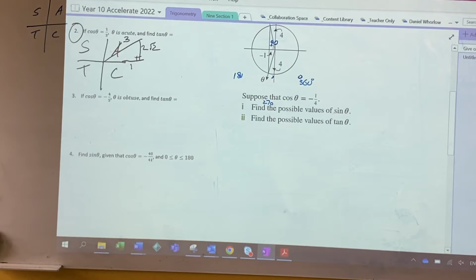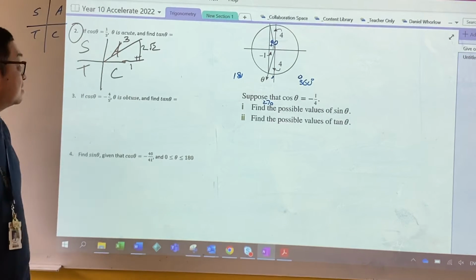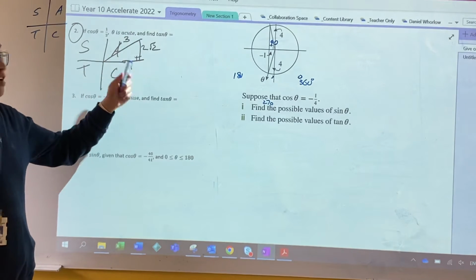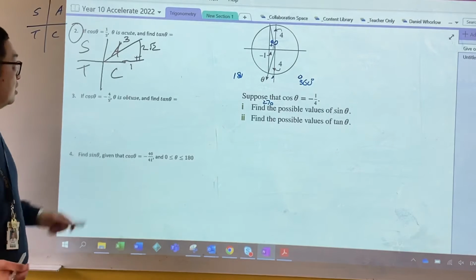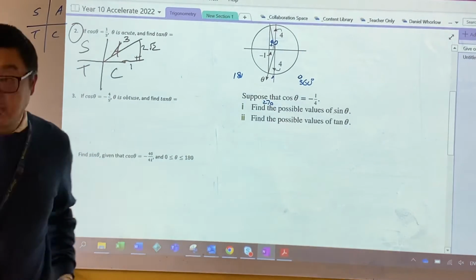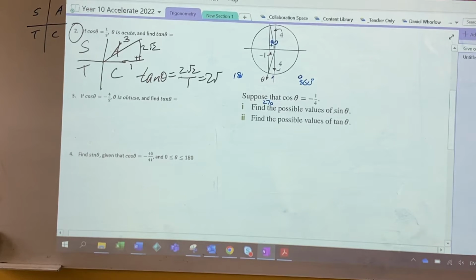Acute angle, what we did say, it could be in the first and fourth quadrant. But the question clearly tells us it has to be acute angle, which confirms which quadrant only? First quadrant. So basically we ignore the fourth quadrant condition. Tan theta is going to be opposite over adjacent, right? So tan theta is opposite over adjacent, which is just 2 root 2. All good?